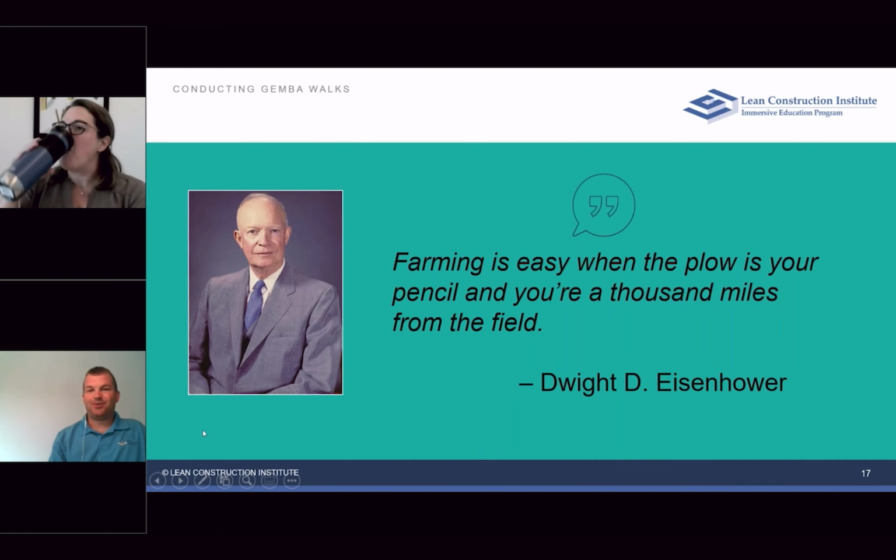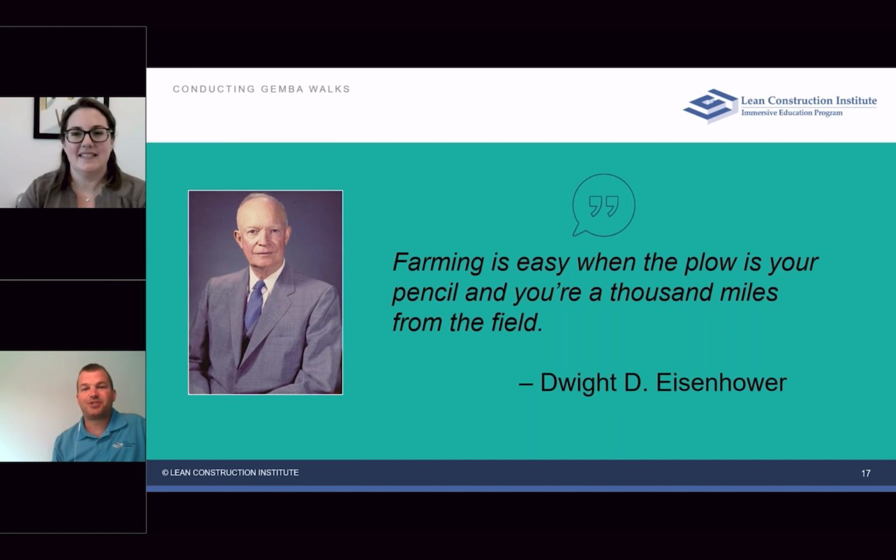So we're going to move into a quote, and this is hands down one of my favorite quotes in all the trainings that I deliver. It's from Dwight Eisenhower, and I'm going to physically read the full quote because to me it's so powerful. Farming is easy when the plow is your pencil and you're 1,000 miles from the field. Take a moment and soak that in, right?